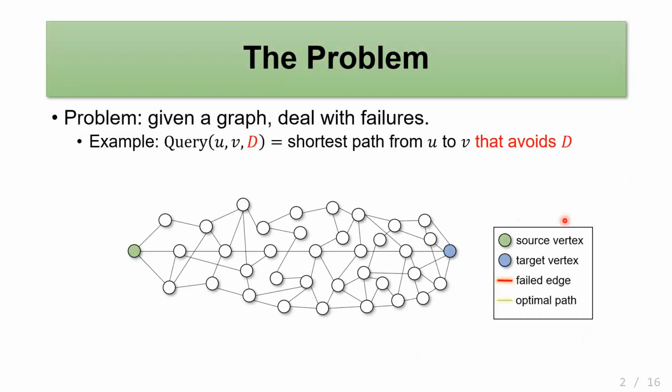Here's an example. You have this input graph which you need to preprocess. Then on each query, you are given a set of failed edges, and you want to find the shortest path from the source vertex to the target vertex that does not go through the failures.